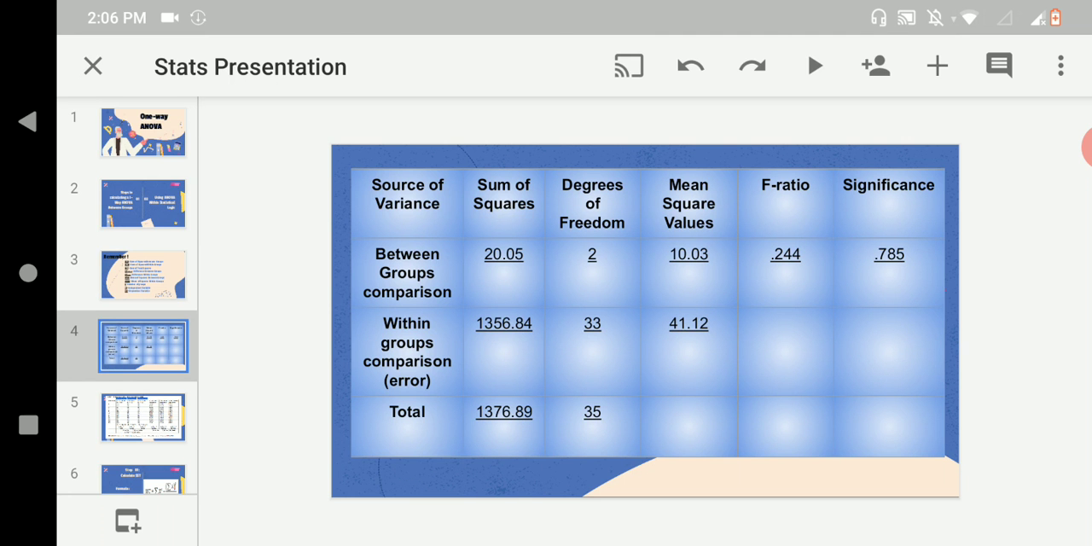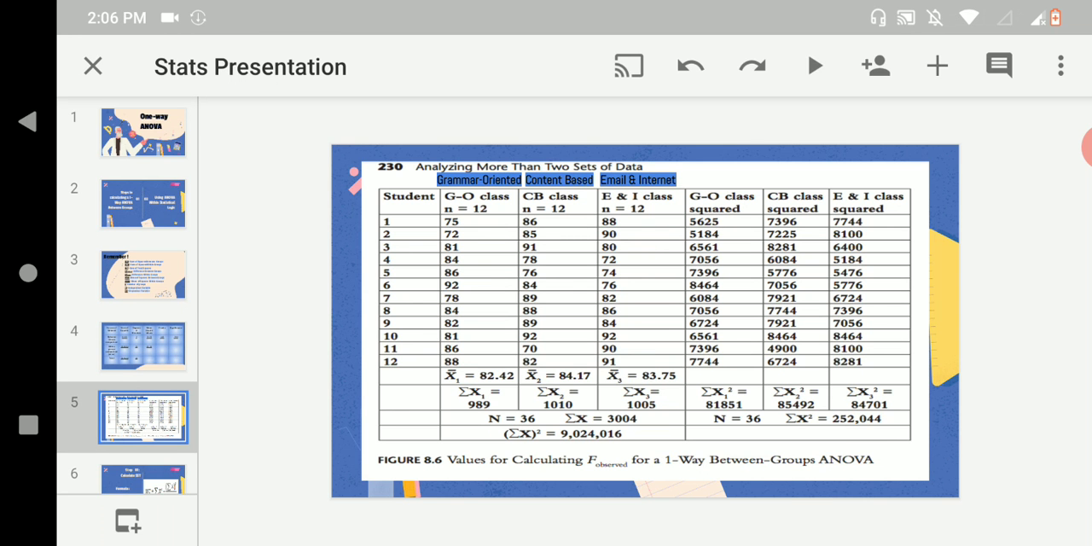So this table already presents the values that are calculated from the data. However, as we discuss, you will know how we can get these values. Let's proceed. So this is the data. In the data, as you can see, we have 12 students in each class, and we have 3 classes: the grammar-oriented class, the content-based class, and the email and internet class. So each has 12 students.